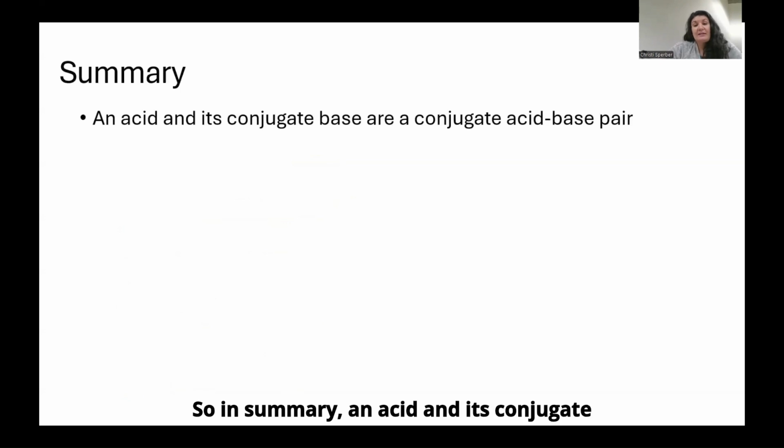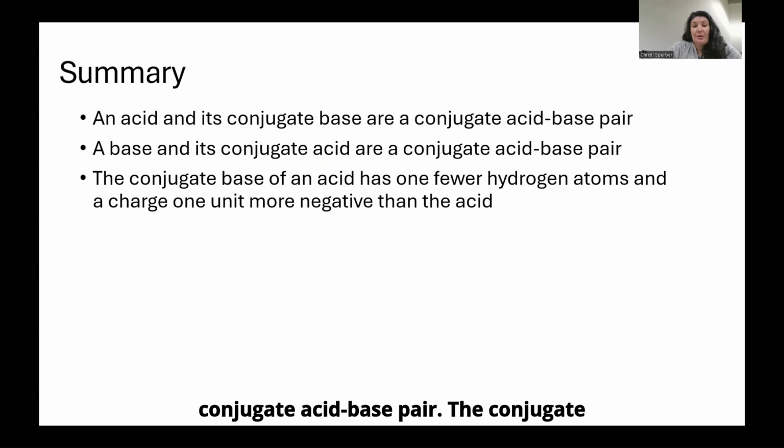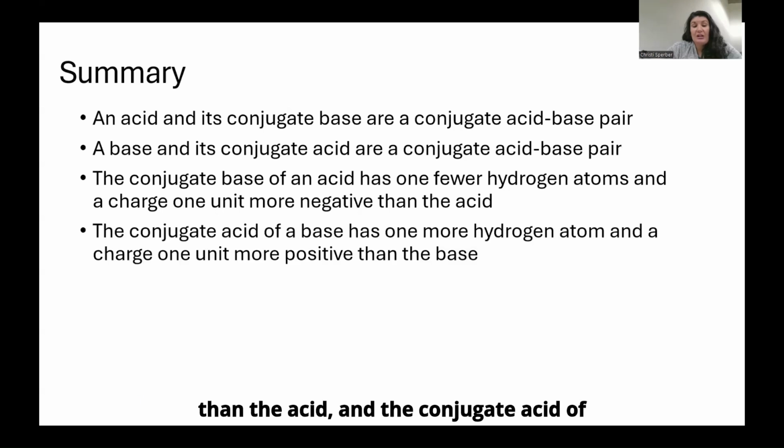So in summary, an acid and its conjugate base are a conjugate acid-base pair. A base and its conjugate acid are a conjugate acid-base pair. The conjugate base of an acid has one fewer hydrogen atom and a charge 1 unit more negative than the acid, and the conjugate acid of a base has one more hydrogen atom and a charge 1 unit more positive than the base.